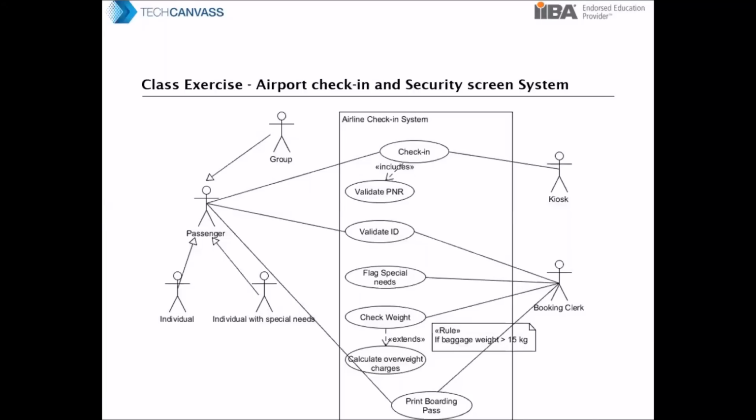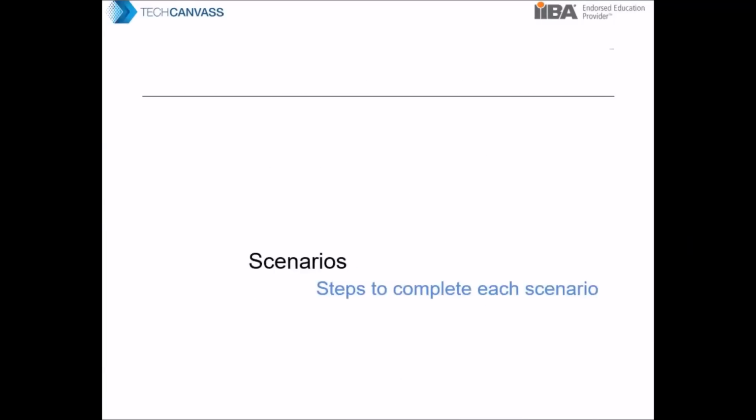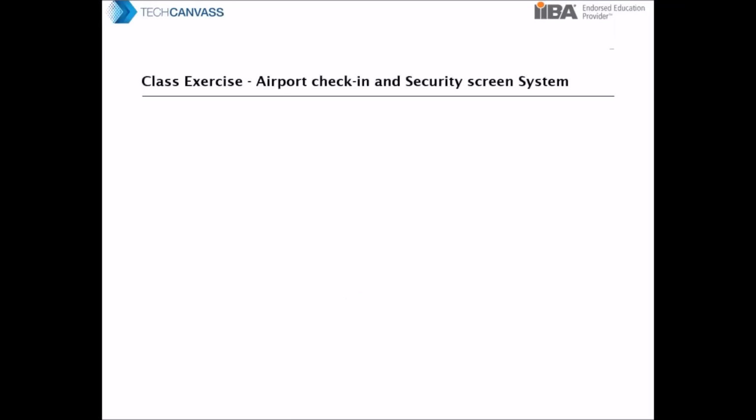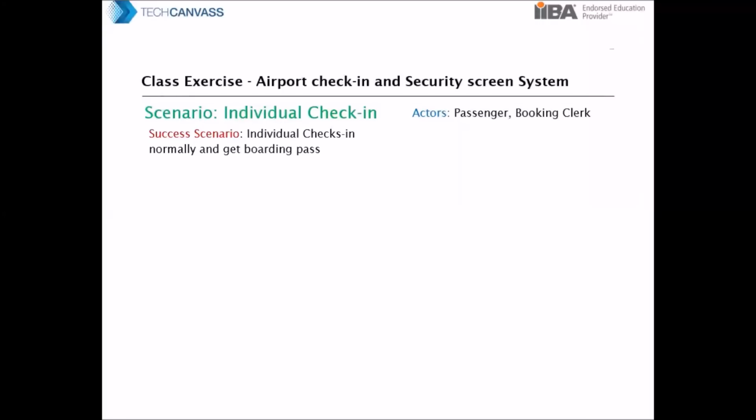Once you have prepared the use case model, you have to go and identify the scenarios. So what is a scenario? A scenario is nothing but a possibility of how a particular use case can be achieved. Let's say, for example, we are looking at individual check-in. The actors are the passenger and the booking clerk. In the first instance, if everything goes right, the individual will be able to check in. His baggage weight will be within normal limits. He will get a boarding pass and then he will proceed towards security.